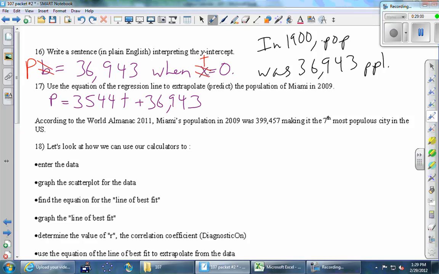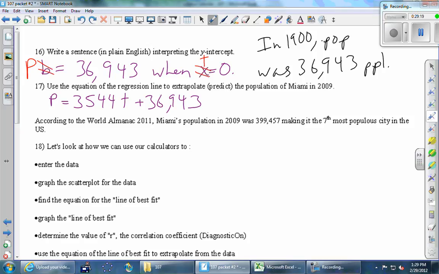We're trying to use the equation to predict the population. Which letter am I after? I want P, predicting the population. What do I know? I know T, 2009. If you plug 2009 in, you're going to get some incredibly wrong number.